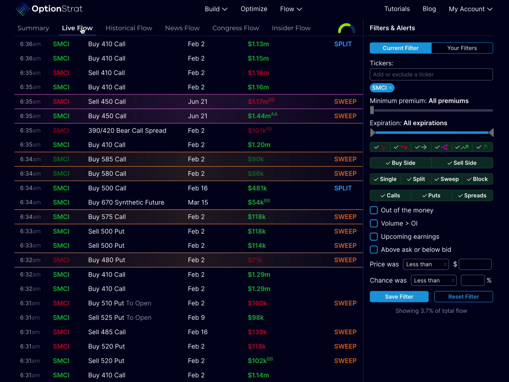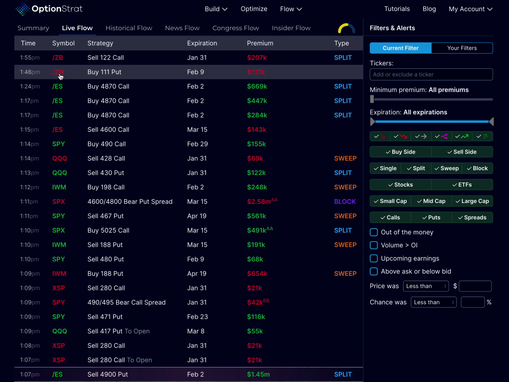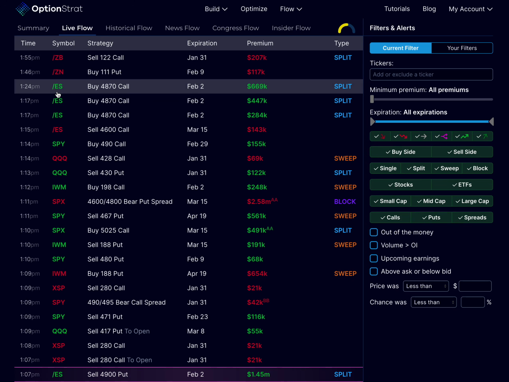Now, I should also point out that I can filter and set up alerts for almost anything over here. So this is all SMCI, but maybe I just want to look at the flow of all trades. Right now, we're getting a lot of ES and ZN and ZB, which are bonds, and S&P, because we're after hours. I am in California.